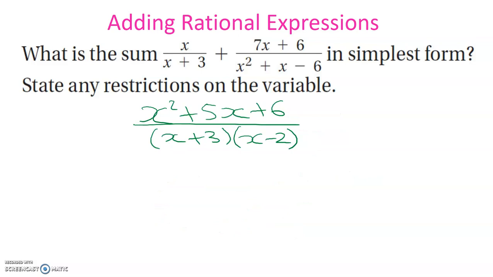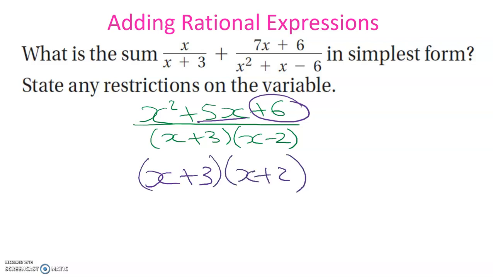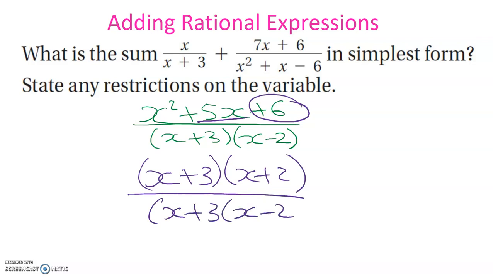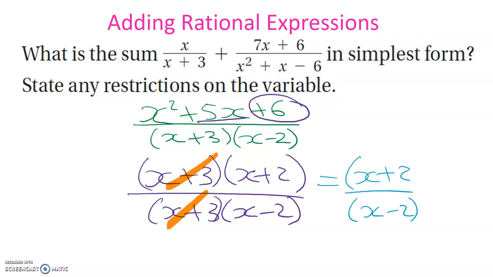So again, we're going to use the product sum method here. We need two factors that multiply to 6 that add up to 5. So that's 3 and 2. So we're going to have x plus 3, x plus 2 all over x plus 3, x minus 2. Now you should be able to see a common factor here. So x plus 3 disappears. And our answer is just going to be x plus 2 over x minus 2.